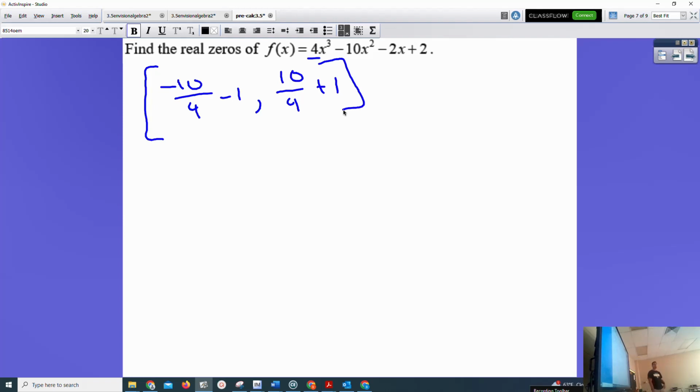So -10 over 4 is what, -2.5? Take away 1, -3.5. Probably going to be useless. The other one's going to be 5.5. Hopefully you notice the numbers repeat. You figure out one of them, you have the other one. Your real zeros are going to lie somewhere between -3.5 and 5.5.